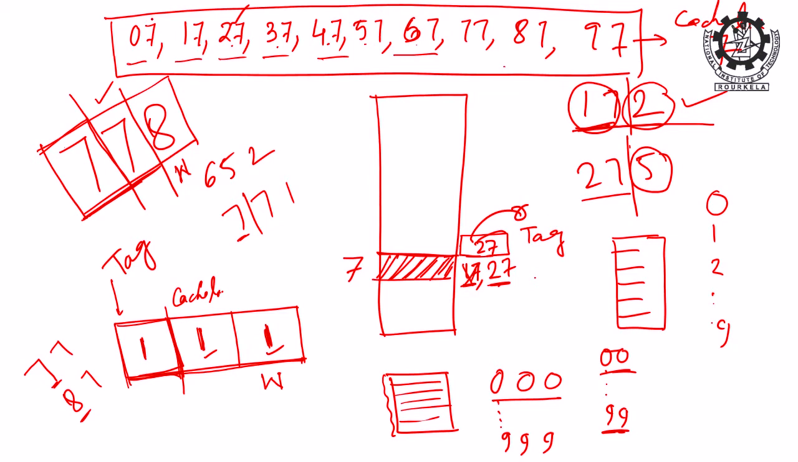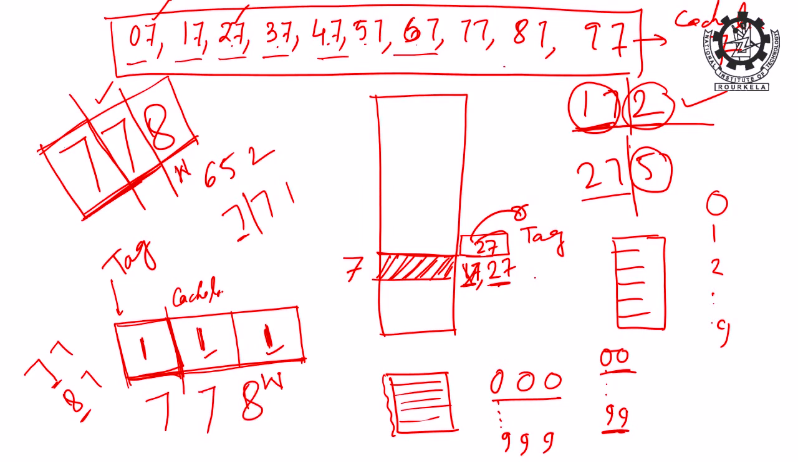That first digit, the least significant digit, is nothing but the cache line, and the most significant digit of the block number is nothing but the tag. So, therefore, this will be 111. Let us say this address is 778. So, this should be 7, this should be 7 and this should be 8.